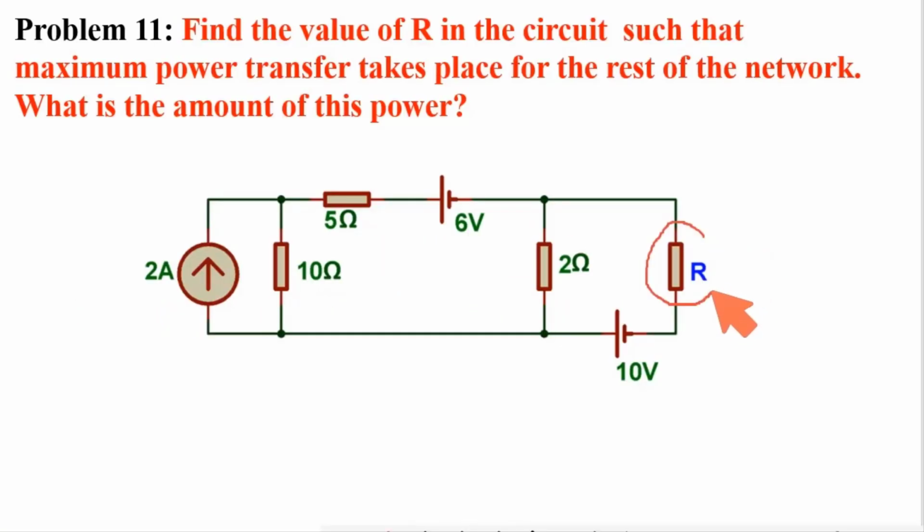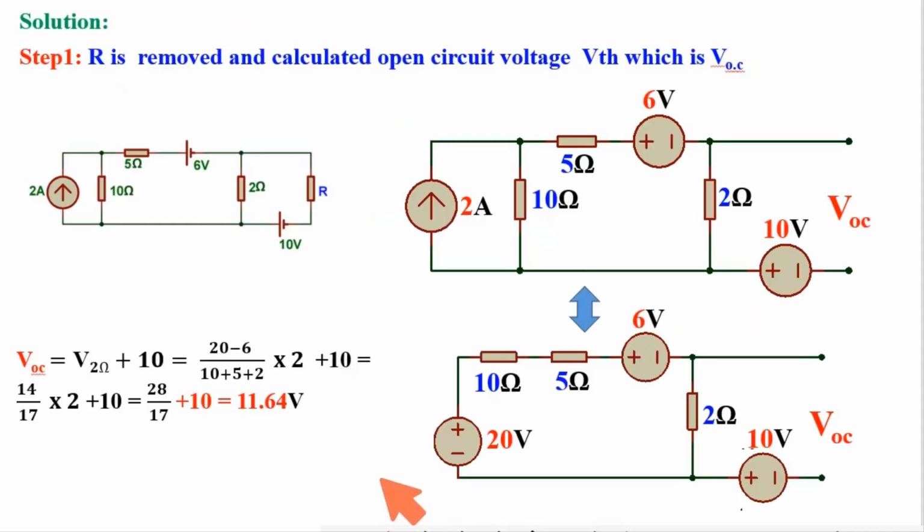Problem 11. I need to find the value of this load resistance to get maximum power at load, as well as I need to calculate the value of maximum power. I am following the maximum power transfer theorem. First I need to find the open circuit voltage. So the load has been removed, and the voltage here is the open circuit voltage. See here, this point and this point, the potential across these points is the open circuit voltage.